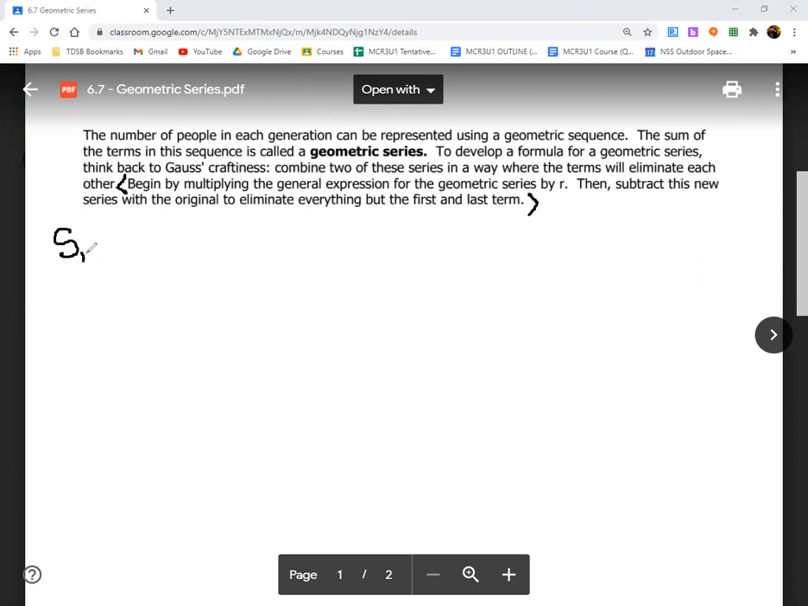The general sum of any geometric series is the first number plus the next number plus the next number all the way to what? Well, the last number has to be a r to the n minus 1, which means the previous number is a r to the n minus 2. It starts from 0 all the way to the number before the n value.